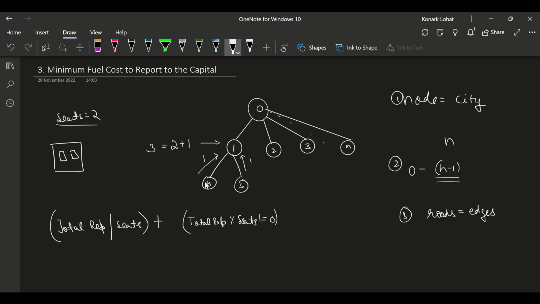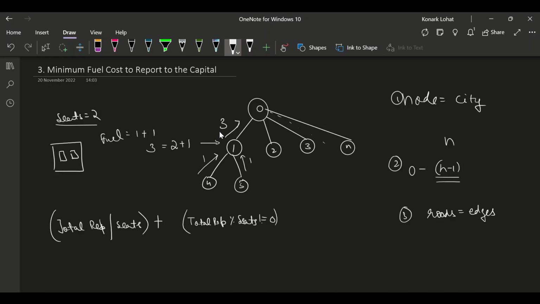So I will say that from city 4 it will be 1 person, from 5 it will be 1 person, and from city 1, how many people will I be sending to city 0? It will be 3, right? And the fuel I am calculating on the way: the fuel that I have calculated from this part is 1, this part is 1, and at this part it will be 3. So it will be 1 plus 1, right?